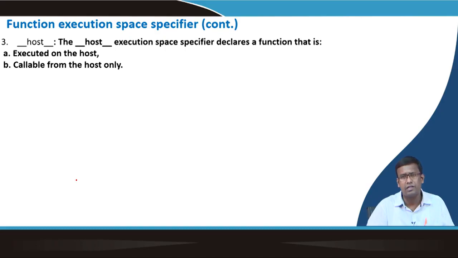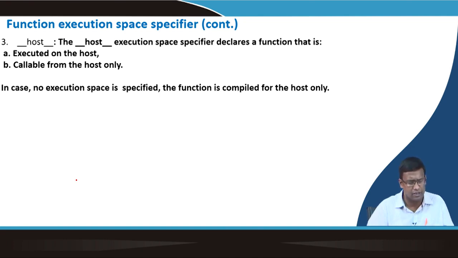We can understand that by default any function is a host function. If it is a global function, we have to mention it as a kernel. If it is a device function, we have to mention it with a device specifier. But if it is a host function, it is by default: if we do not specify anything and just call the function, it is a host function. So, in case no execution space is specified, by default it is compiled for the host, called from the host and runs in the host only.